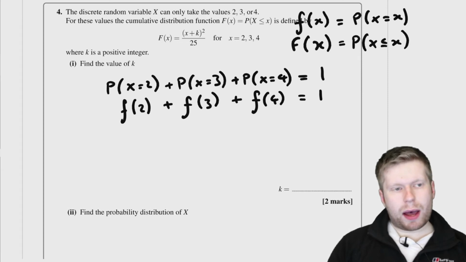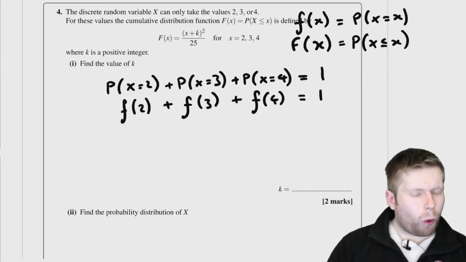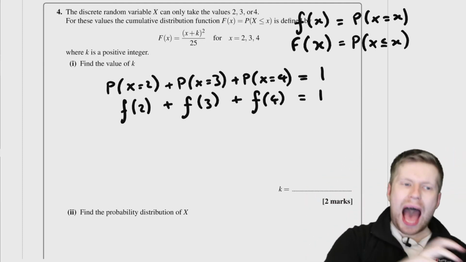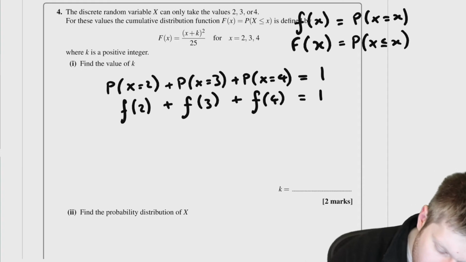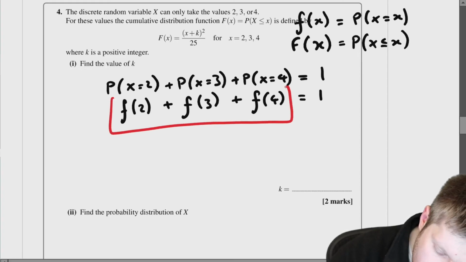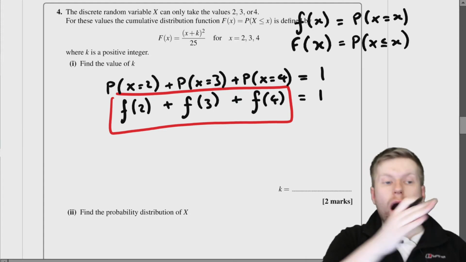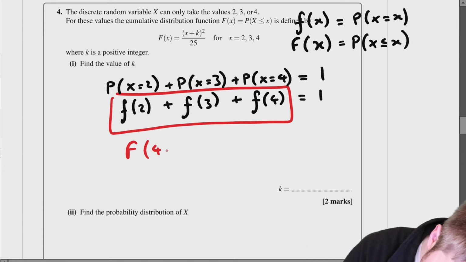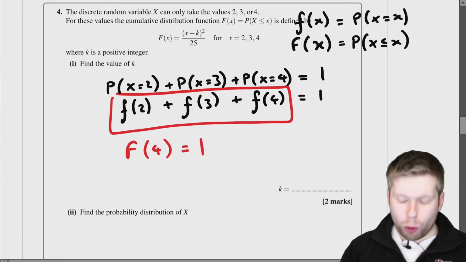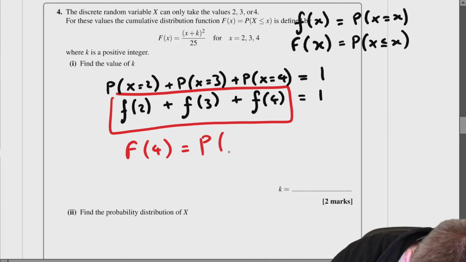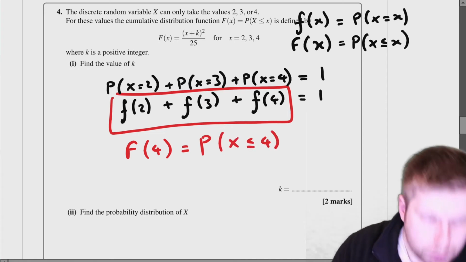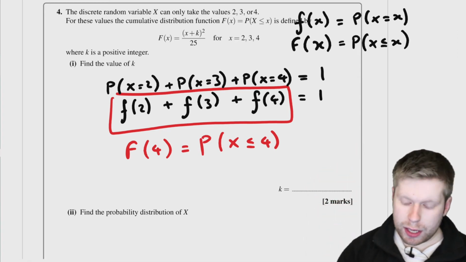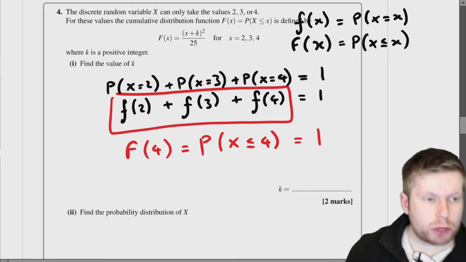So okay, think about it. If I want to look at F of 4, wouldn't that be all consecutive probabilities up until 4 added together? Isn't that literally what I've got here? Okay, so I'm adding together all of the different possible probabilities that I can have up until 4, okay? So in other words, this thing here should just be F of 4, because F of 4 is just going to be the probability that x is less than or equal to 4. In other words, the probability that x equals 2 plus the probability that x equals 3 plus the probability that x equals 4 added together, okay? So therefore, I know that that thing should just be equal to 1.